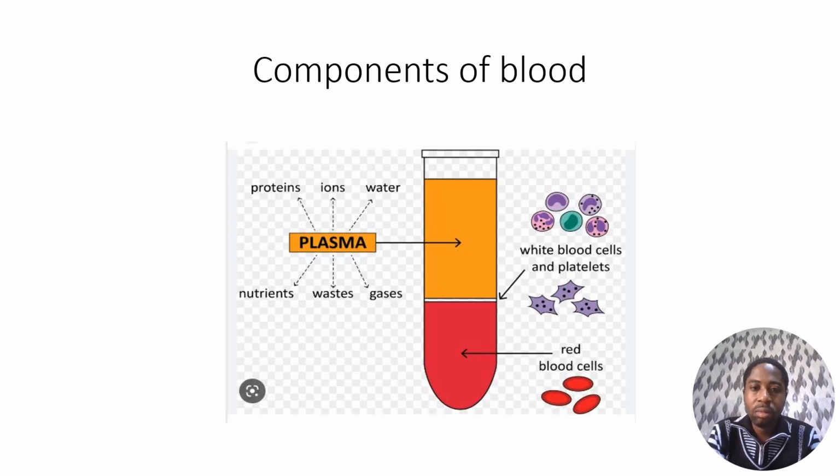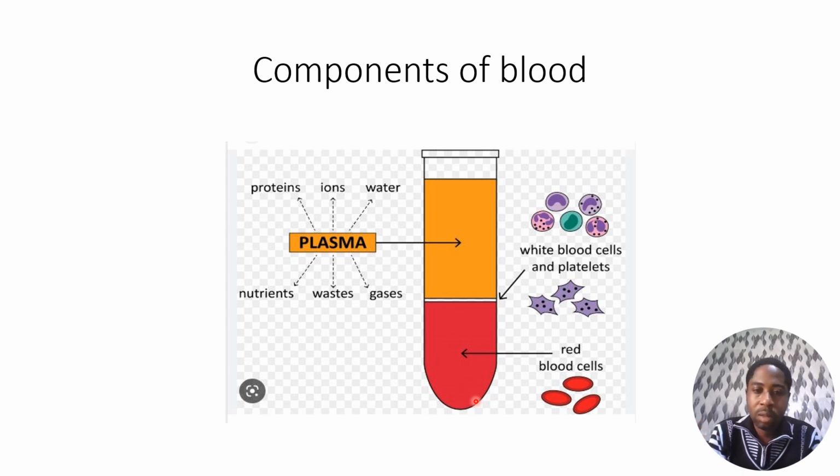Components of blood. As I mentioned earlier, blood has 4 major components: red cells, white cells, platelets, and plasma. So when blood is put in a test tube and placed in a special instrument called centrifuge and spun at a very high speed, the various components of blood will separate out depending on how heavy or their density.